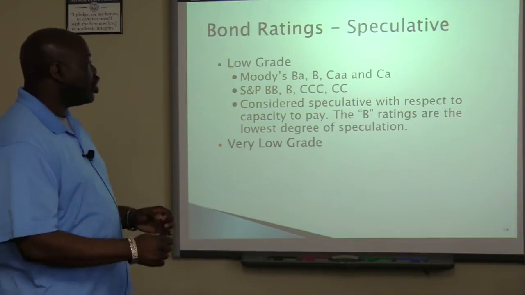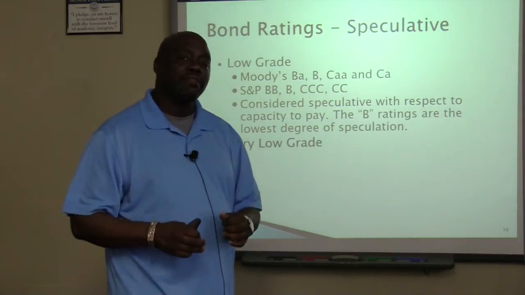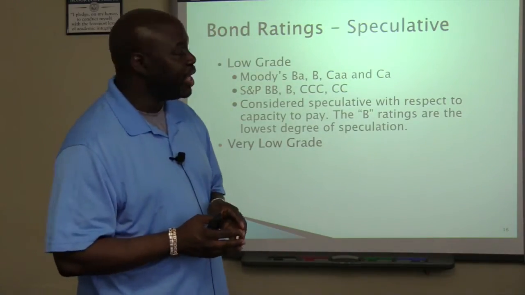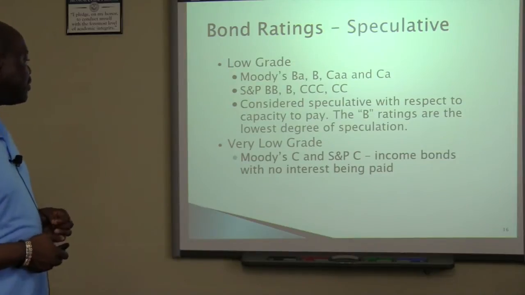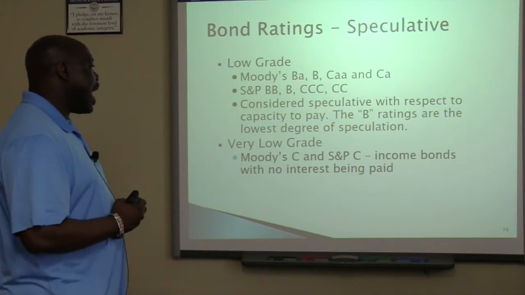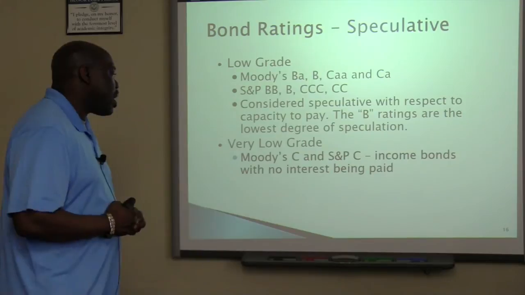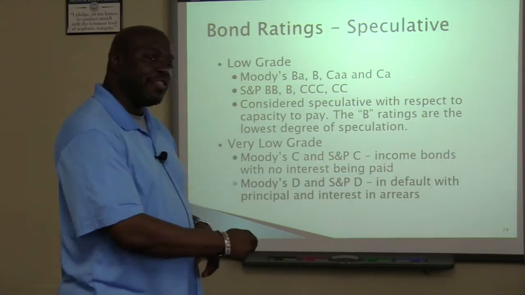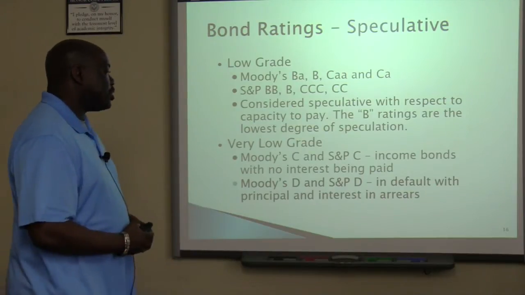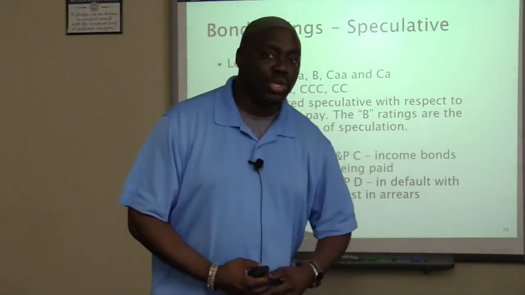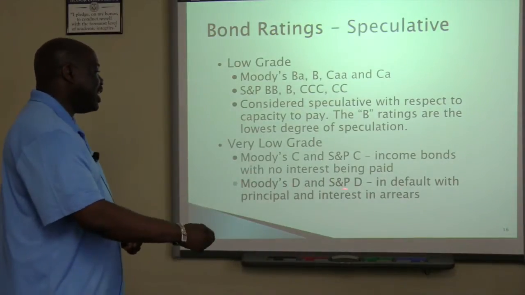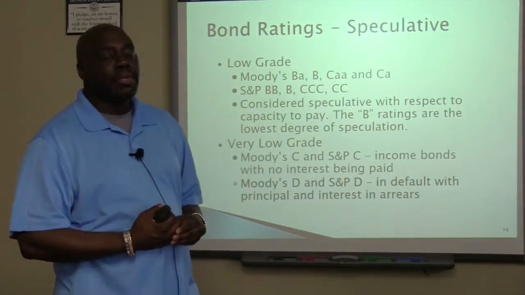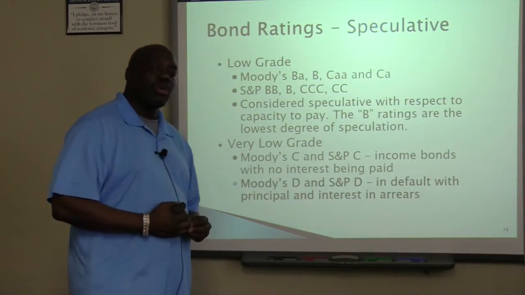You want to look at these a little bit more closely because they've gone into some type of issue with actually repaying their debt. Okay, then you have the lower grades, the C on down, and these are income bonds with no interest being paid. And then we have the lowest form, the D bonds, which are more colloquially known as junk bonds, and they are in default with principal and interest in arrears. So of course, that company is not paying on that bond, and you want to be careful.